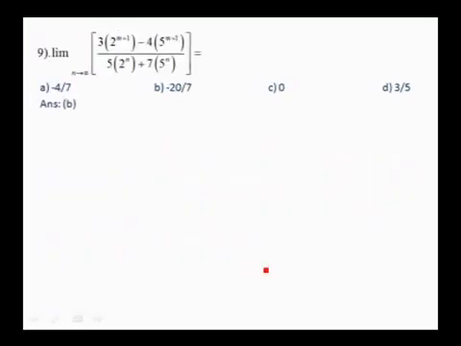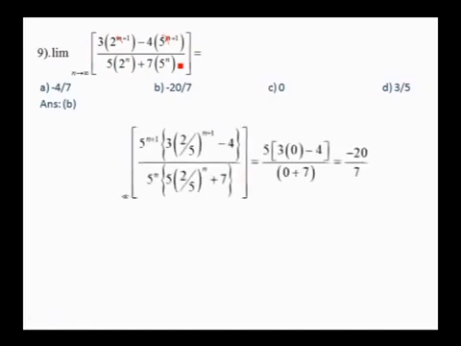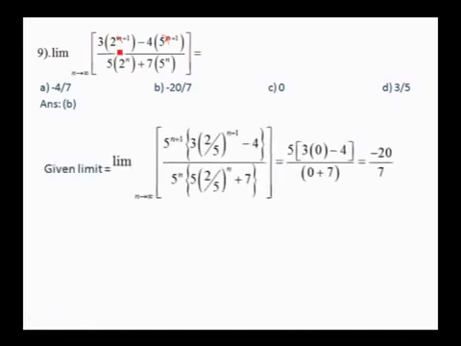So limit n tending to infinity of 2 to the power of n+1 minus 4 × 5 to the power of n+1 over 5 × 2 to the power of n plus 7 × 5 to the power of n. So ಇಲ್ಲಿ I have to remove this. ನೋಡಿ 2 and 5 ನಲ್ಲಿ ದೊಡ್ಡ ನಂಬರು 5. ಸೊ ರಿಮೂವ್ 5 to the power of n+1 outside. Then I can write 3 × 2/5 whole to the power of n+1 minus 4.